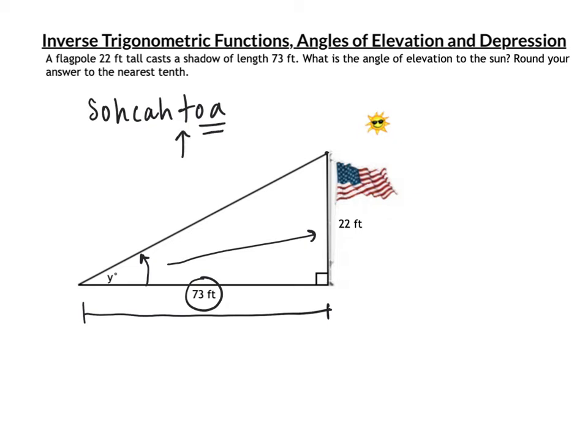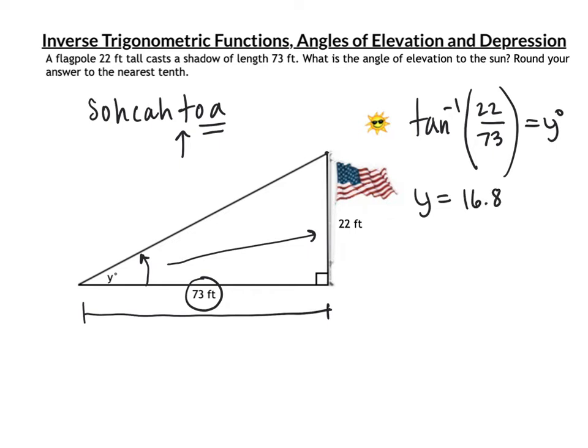Now, what's different about this one is we're looking for an angle. And when you look for an angle, you use the inverse function. That'll be the inverse tangent. We don't put an angle here, we put in the ratio, 22 over 73. And whatever that is will be my y degrees. Put that in the calculator, make sure you're in degrees, and round to the 10th, that's about 16.8 degrees.